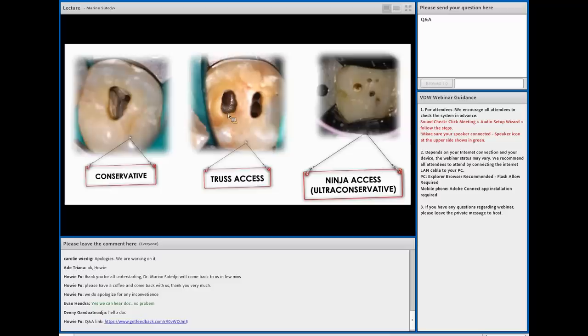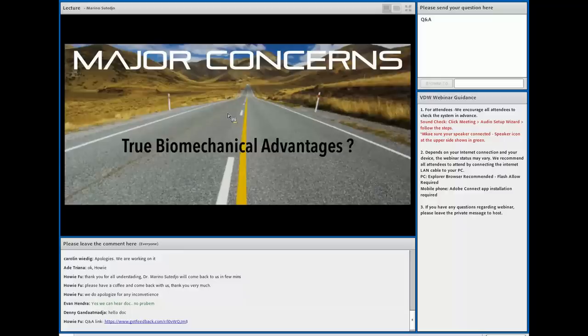And we know recently we have many types of access cavity according to the concept of minimally invasive or less is more. We know about the conservative access cavity, and then we also know about the truss access, and then finally we also know about the ninja access, which is a very tiny hole, or we can call it the ultra conservative access. Let's see first about each type of access cavity.